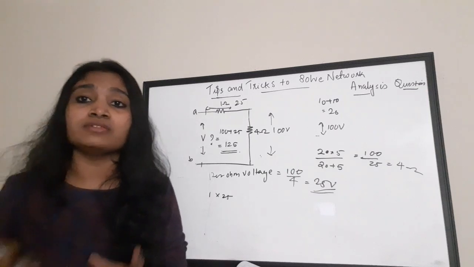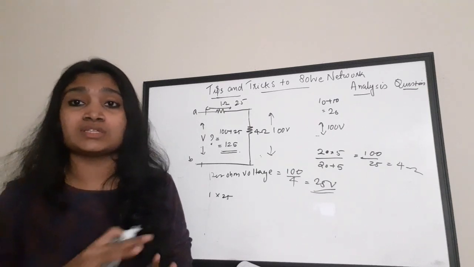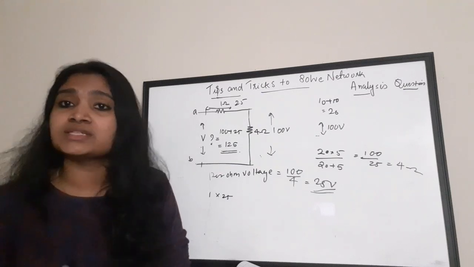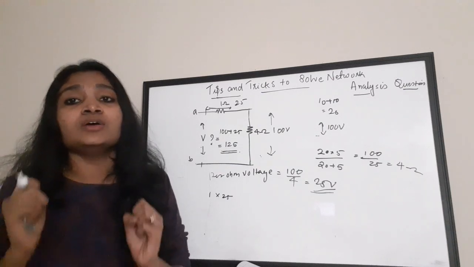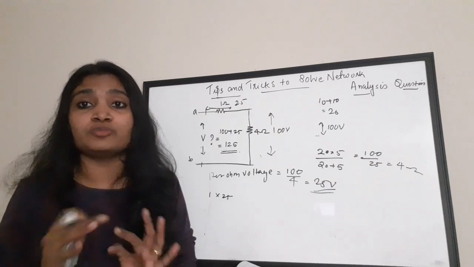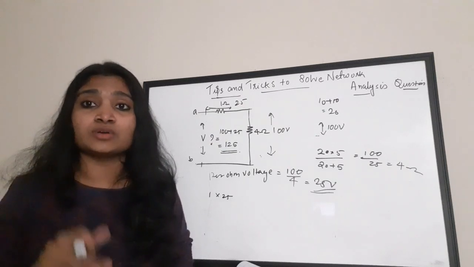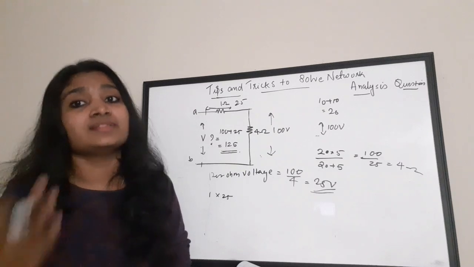So this is how we can find the value of voltage across any combination of resistance using the per ohm voltage concept. Okay, so how can we apply it? We can find the value of per ohm voltage for any resistance and then apply this per ohm voltage to find the voltage across other resistors.